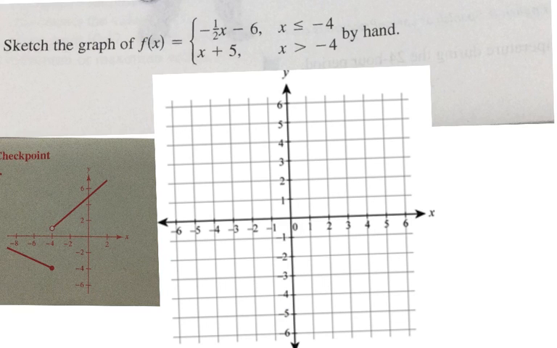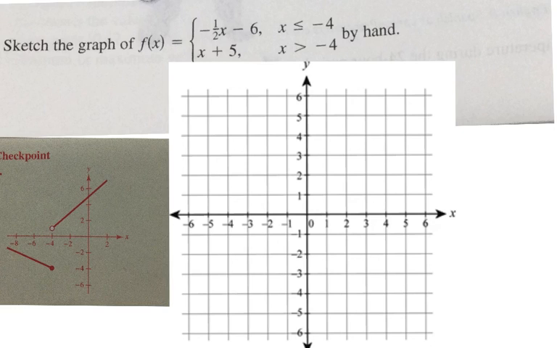Some people graph both lines and then erase the parts that are not included. That's not the way I do it. I plug in the values that are given here as critical points. So first, let's plug in -4 to this equation. -4 times -1/2 is 2. 2 minus 6 is -4. So in the top one, when I plug in -4, I get out -4. So I'm going to go ahead and graph that piece of my function.